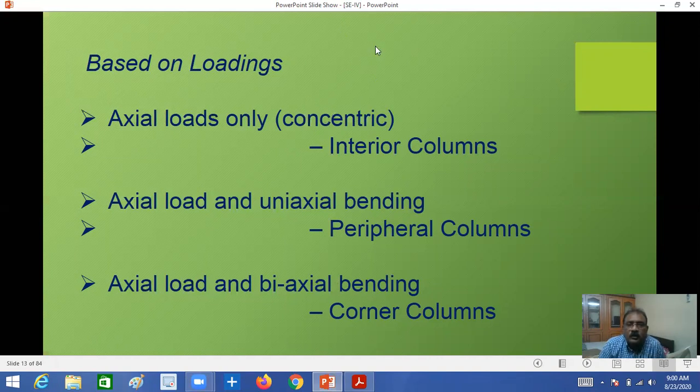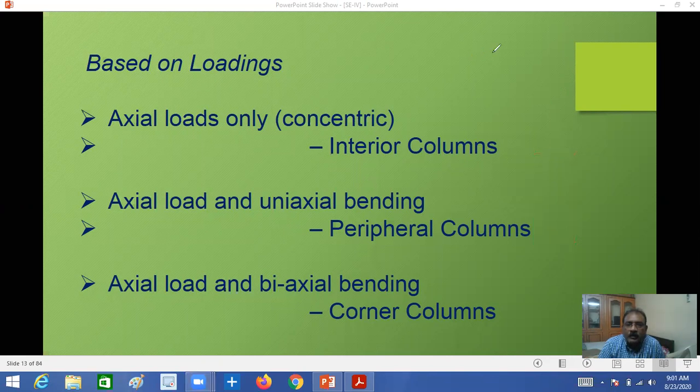What is an axially loaded column here? Say, for example, this is one column. Your load is acting at the center of this column. Here you will have load coming from the top, acting on this one. So this is known as an axially loaded, concentrated column. You can say these are interior columns.